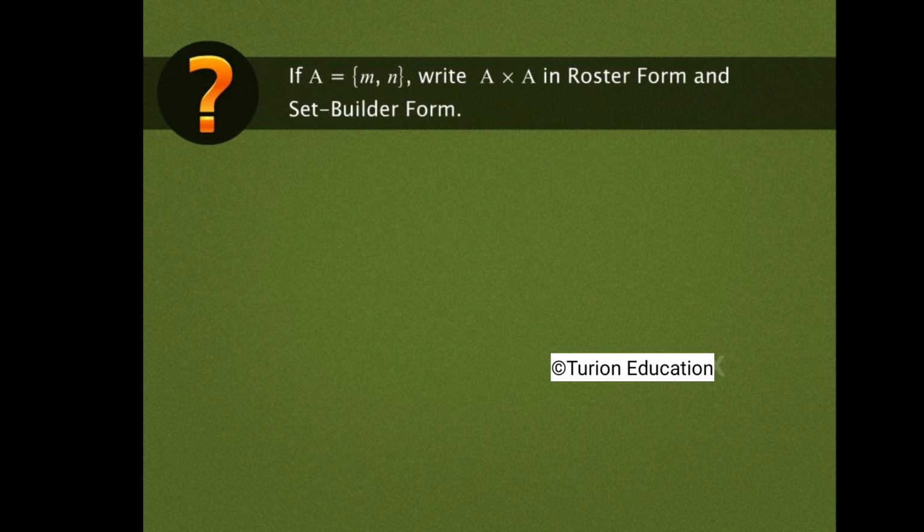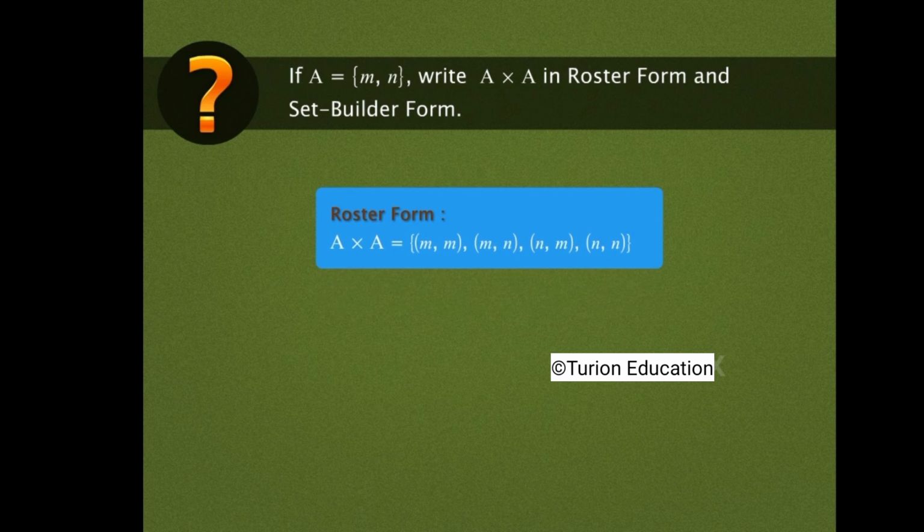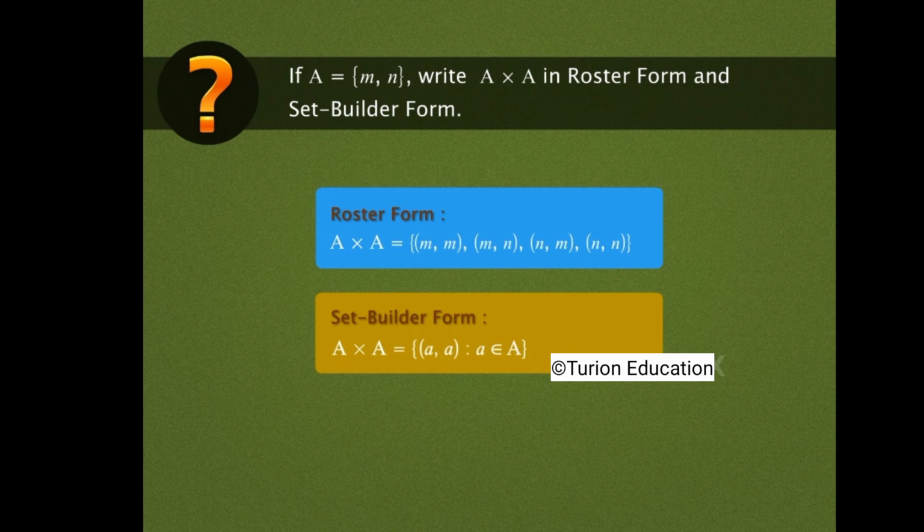Consider this next example. Given a set A with elements M and N, we are to write the Cartesian product of the set A with itself in both algebraic forms. Let us first write A cross A in roster form. We pair element M with element M and with element N. Next, pair element N with element M and with element N. Now we use the definition of Cartesian product to write A cross A in the set builder form.